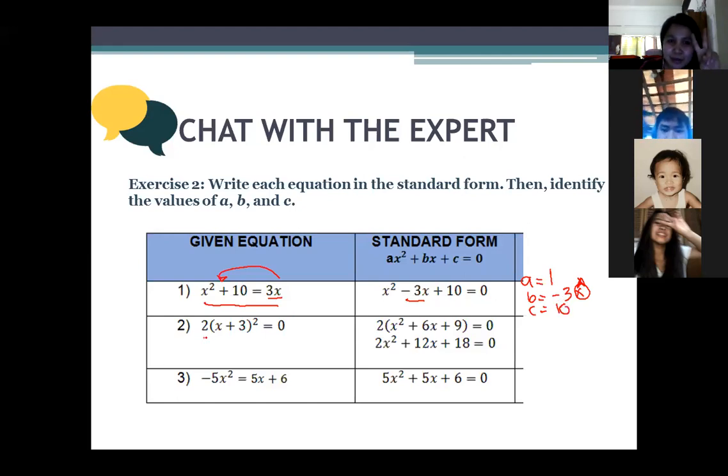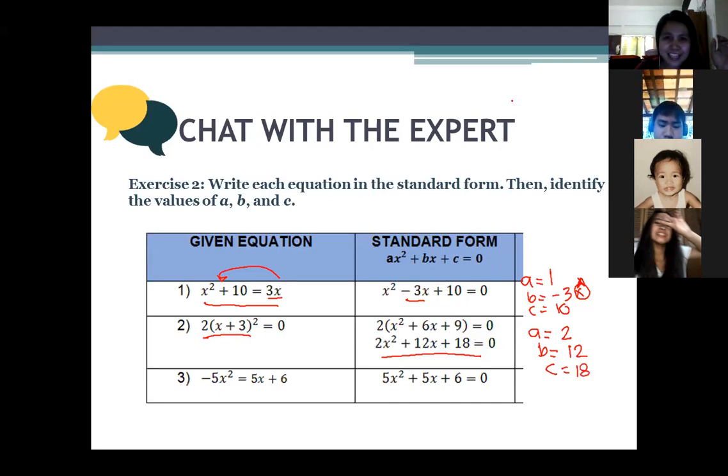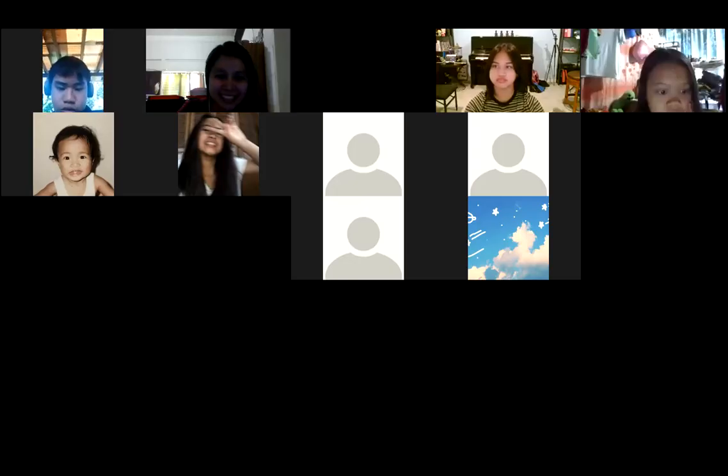Next, this for number 2, if you'll expand this, you will arrive in this standard form. Now, what's the value for A? 2. Very good. Next, what's the value of B? 12. Very good. What's the value of C? The value of C is 18. Very good. I'll no longer finish that one because I know you have mastered it.